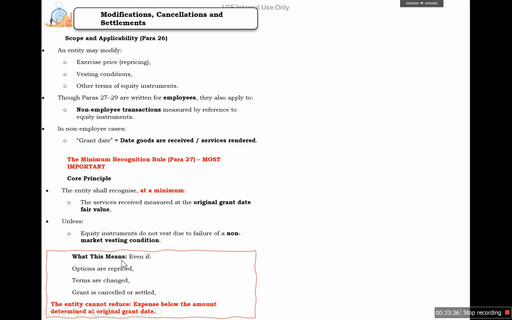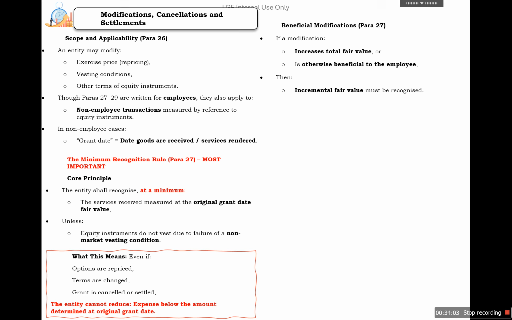So what does it mean? Even if options are repriced, terms are changed, or the grant is cancelled or settled, the entity cannot reduce the expense below the amount that has been determined at the original grant date. Whatever we have recognized, we need to book the expense based on that, whatever fair value was there on the grant date.